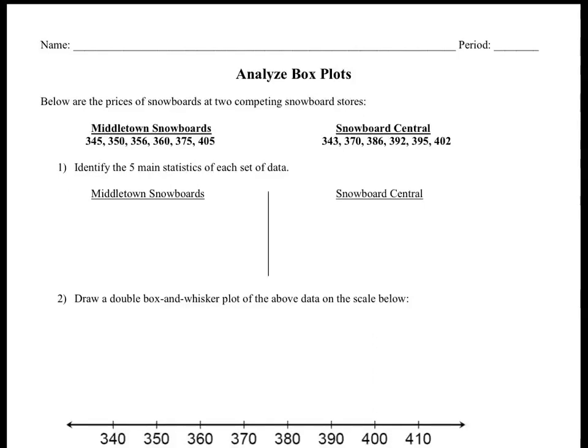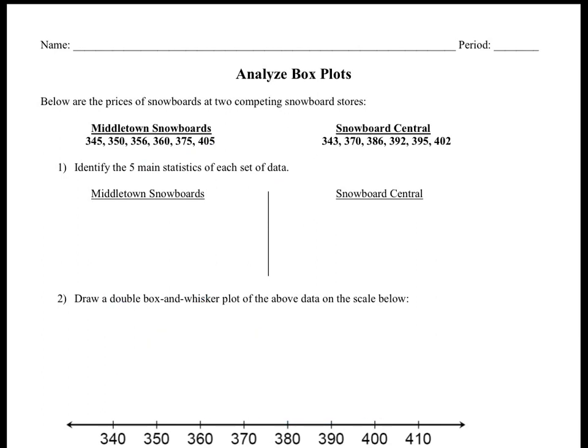Is about analyzing box plots. So we're going to be looking at box plots and reading them and making decisions based off of them. This first section here, you're making some box plots. So the five main statistics are the min, max, quartiles, median. You get those. You draw your box and whisker plots.